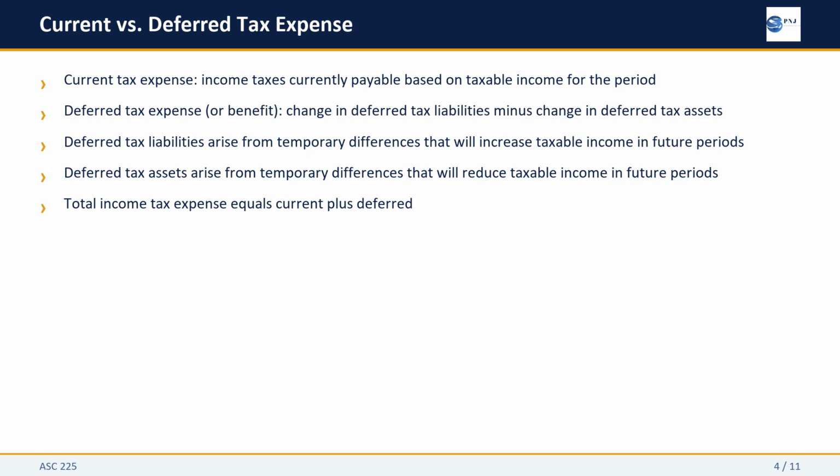Current tax expense is straightforward. It is the tax bill for this period, computed on taxable income under the tax code. Deferred tax expense is more nuanced. It reflects the net change in deferred tax assets and liabilities during the period. A deferred tax liability arises when book income exceeds taxable income today, meaning more tax will be owed in the future. A deferred tax asset arises when taxable income exceeds book income today, meaning future taxable income will be reduced. Together, current and deferred components add up to total income tax expense on the income statement.